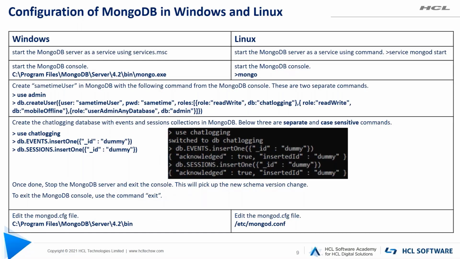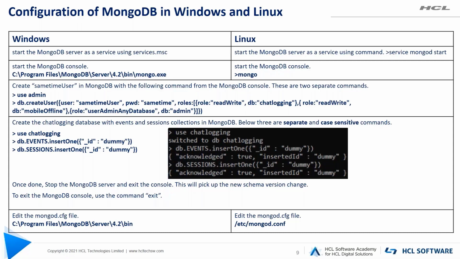If you see, the configuration steps are almost identical for both the operating systems. The only difference is how we start and stop the server for the Mongo console. So let's quickly see the configuration steps. The first is to start your MongoDB server as a service and initiate the Mongo console. You can note that we have mentioned the path on the screen for starting the Mongo console. This is the standard path.